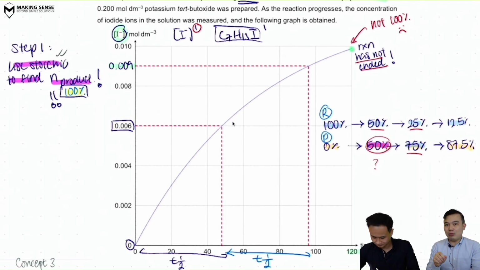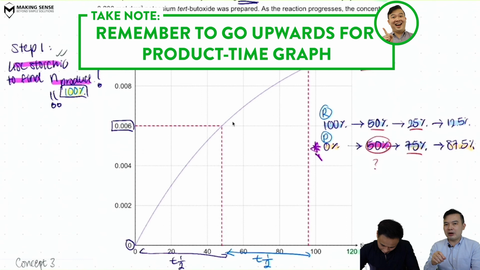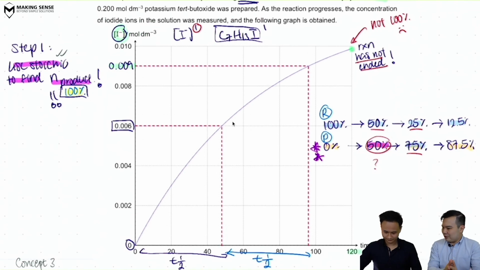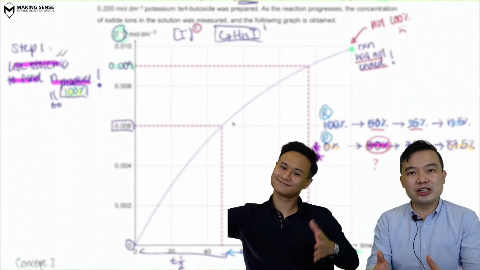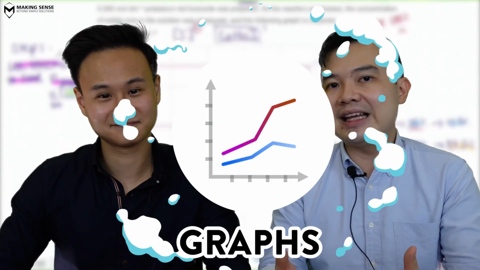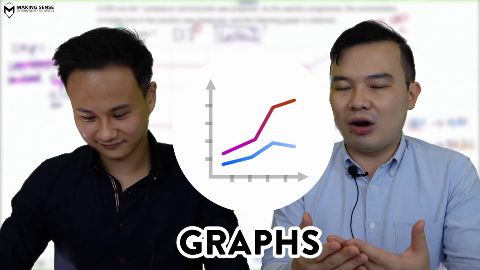So you can never go downwards for a product time graph. For a product time graph, you're supposed to go upwards. So it's going to be half, 3/4, and 7/8. Okay, so nice. We have concluded the second question type, which is to look at graphs and then interpret them to find out what is the order of reaction.